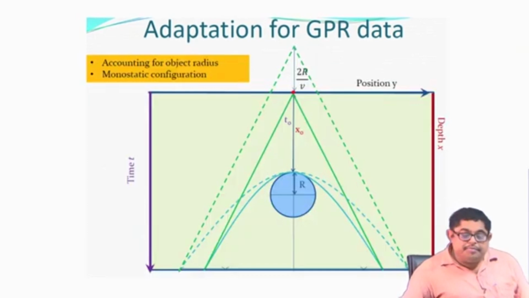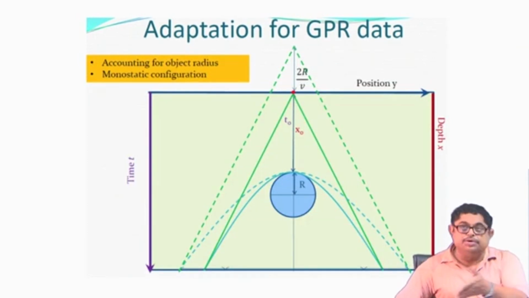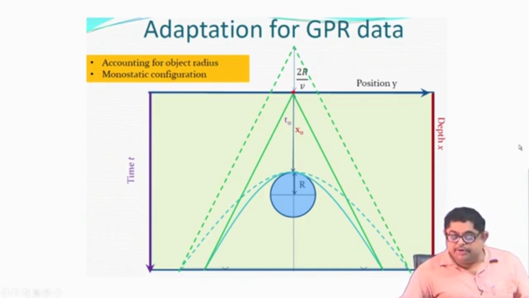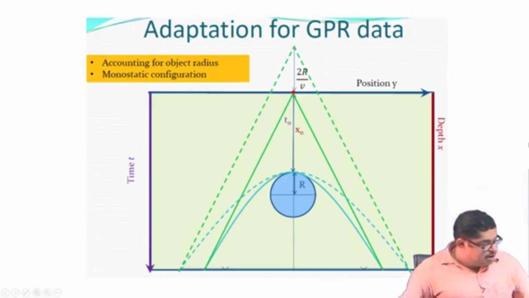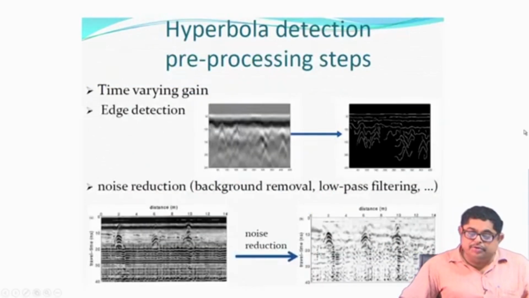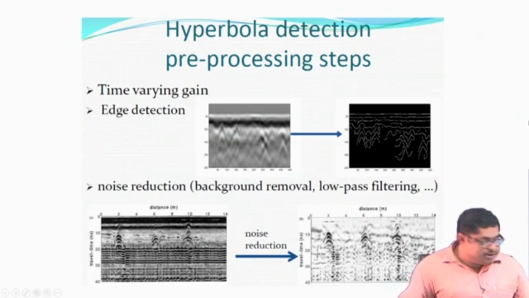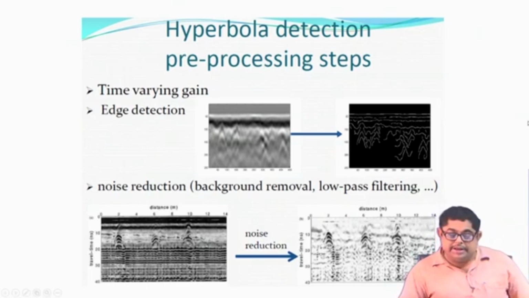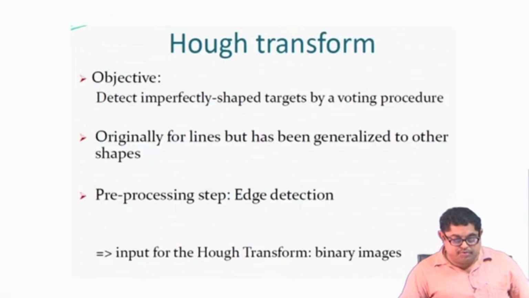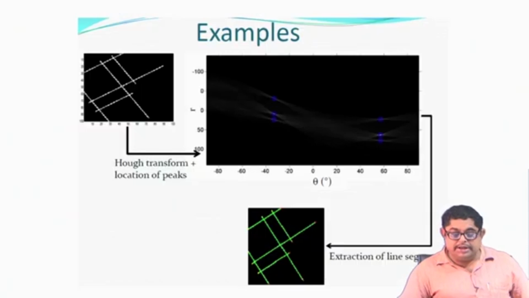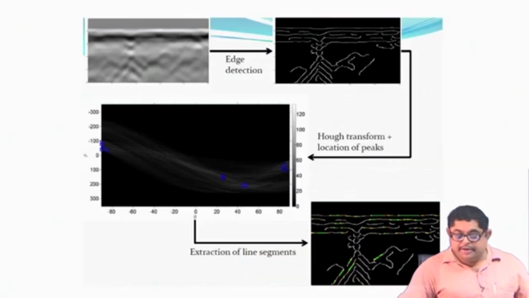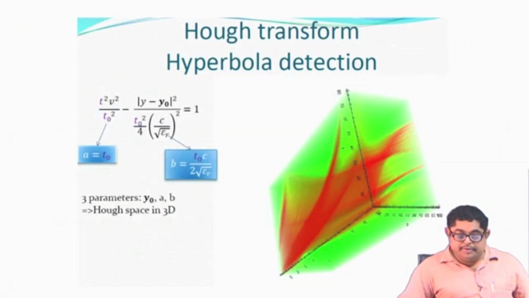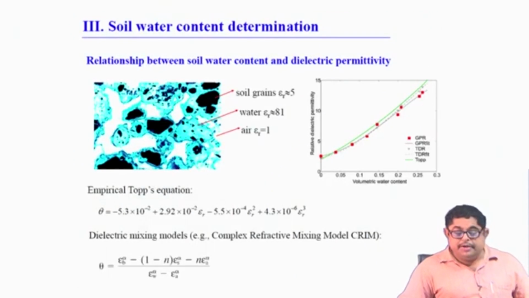Then, relaxing those earlier assumptions and accounting for object radius and monostatic configuration, you can refine those formulas. For hyperbola detection, various pre-processing steps are necessary, but as I said, by Hough transform, Radon transform, those are various transforms by which people can detect. So, these are the things.